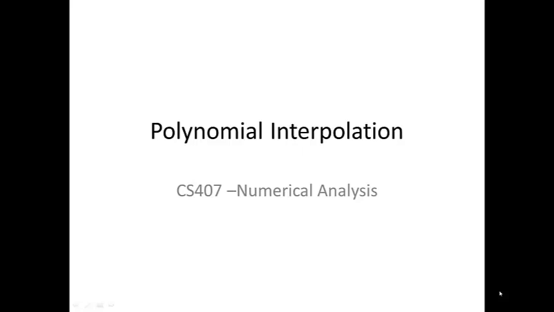CS407 Numerical Analysis, Polynomial Interpolation. At 20 pages, this weighs in as the longest section in the book. It's an important topic and we'll be spending 2 days on it. I'll try to get through as much of it as possible here, but it is quite a weighty section.